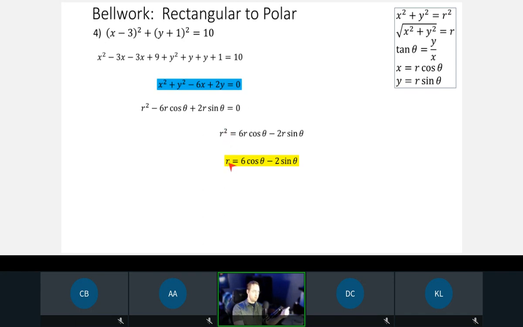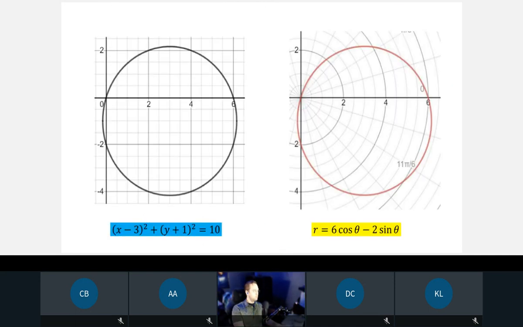So r squared divided by r is r. This term divided by r, well, the r goes away. And then this term divided by r goes away. So that's the final answer. If you were to graph these, graphing is a good way to check your answer, because when you graph them, they should be identical.